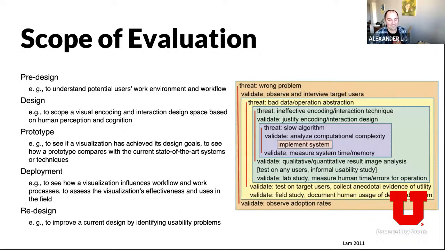And so if we talk about the scope of these evaluations, we have these different levels, again coming back to Tamara Munzner's paper here. We have pre-design, design, prototype, deployment, and redesign phases. And we can apply evaluation at each of these levels. And I don't want to read these examples to you, but I think by now you probably have gotten the point.